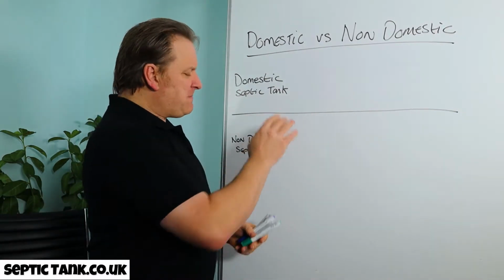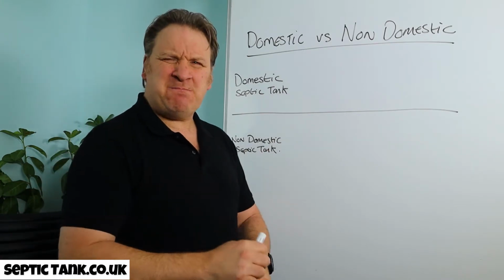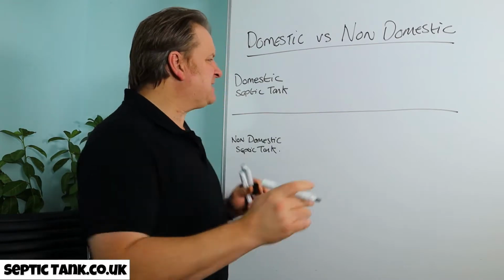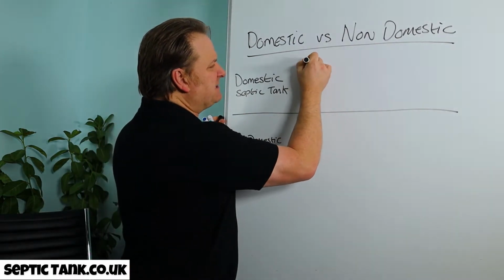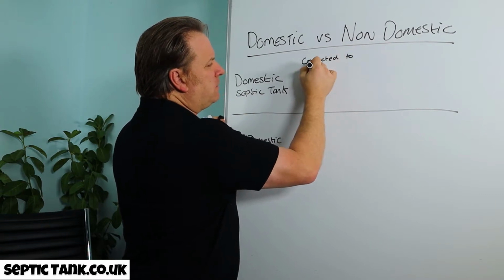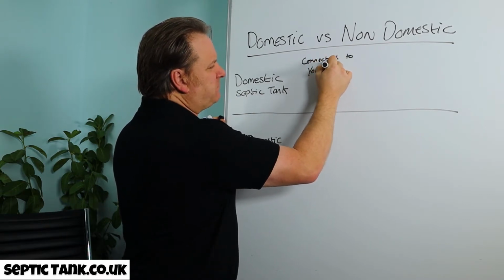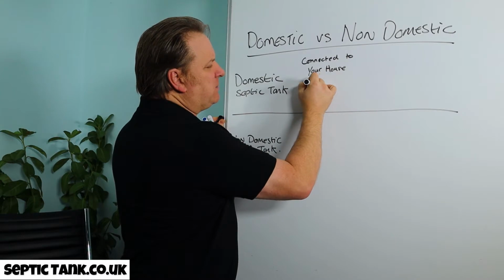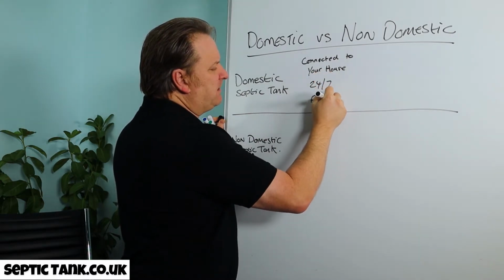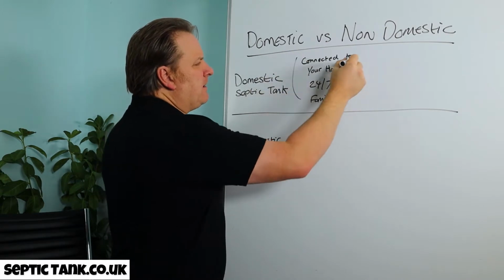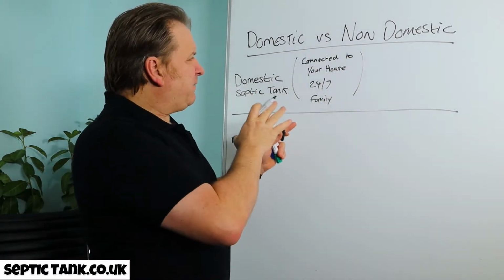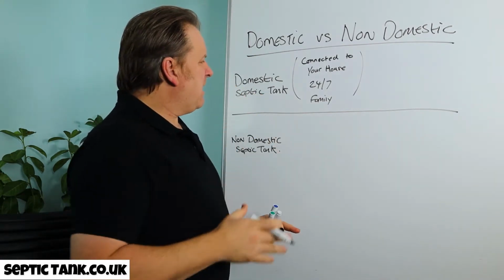So we'll start with a domestic septic tank. What do we mean by a domestic septic tank? Well, it's a septic tank that's connected to your house. A house where you live 24/7 with your family, or maybe you live on your own, but that's typically what a domestic septic tank is qualified as, okay?